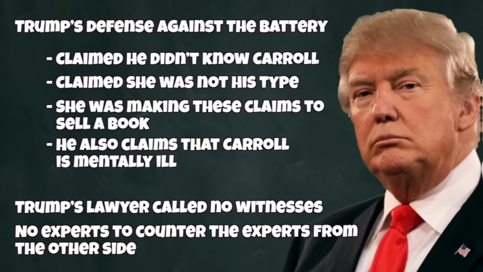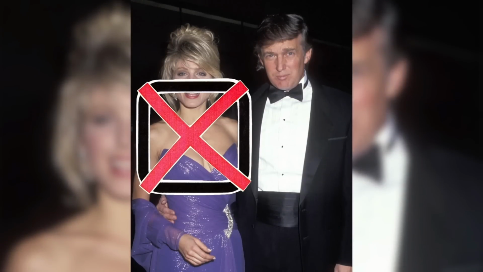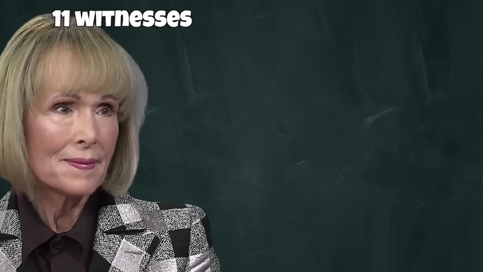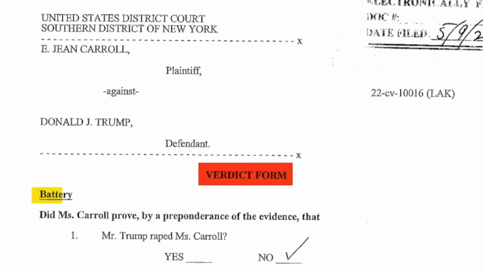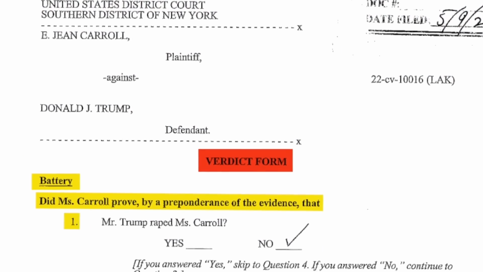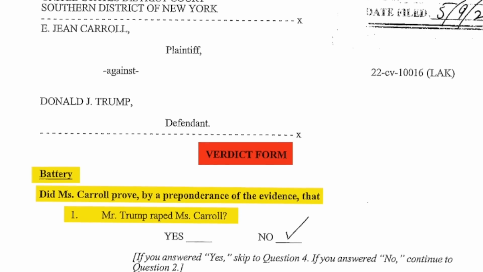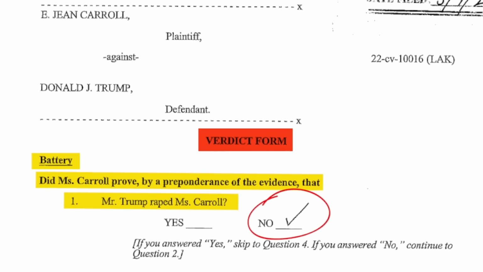So the jury only seeing that as Trump's defense, then it makes you think either Trump's ex-wife Marla Maples is not his type or Carroll is his type, since they look alike. So the jury, after hearing the 11 witnesses that Carroll presented and no witnesses from Donald Trump, concluded this. Verdict form, as it is for battery. Did Ms. Carroll prove by a preponderance of the evidence, remember that lower standard, that Trump raped her? The jury came to the conclusion that no, she did not prove that Trump did that to her.